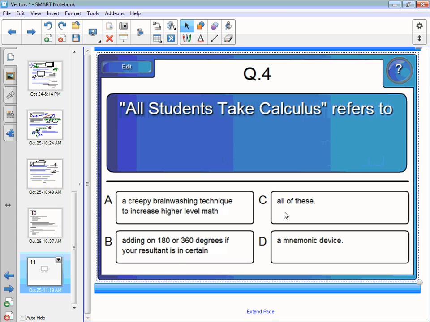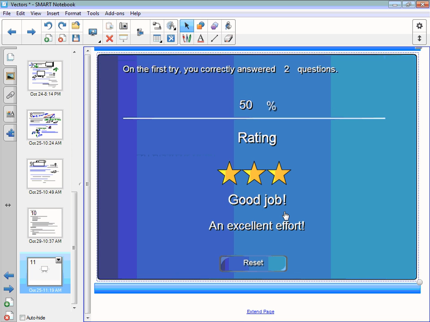Yay, next. All students take calculus. Now, you may not be familiar with this one, you specifically, but others might be. It's a creepy brainwashing technique to increase higher level math, or adding on the certain angles, or it's a mnemonic device, or all of these. Yeah. Good guy. Oh, wow. 50%. Great job. An excellent effort.